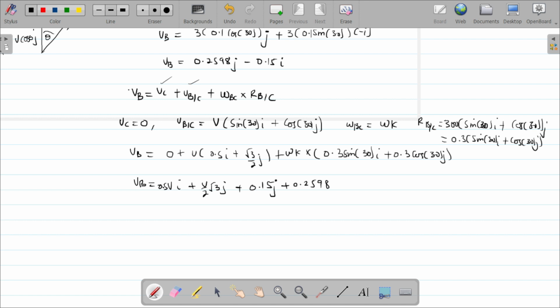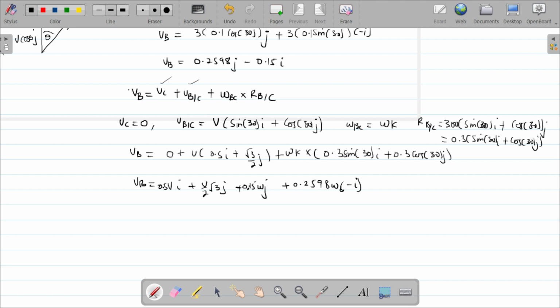0.2598. Oh, I didn't bring the omega here, so we are crossing omega k to this, so this alone will give us 0.15 omega j. All right, and this will be 0.2598 omega into brackets negative i. k cross j is negative i. You can do what I've been doing all this while.